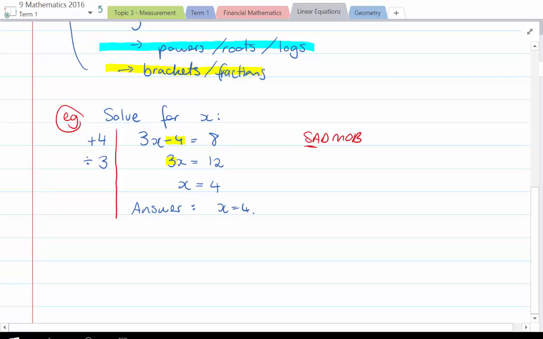Now if we tested this back in the problem, we can see that it works. 3 times 4 take 4 is equal to 8. So 3 times 4 is 12, take 4 is equal to 8, 8 is equal to 8. Good, we can see that that works.